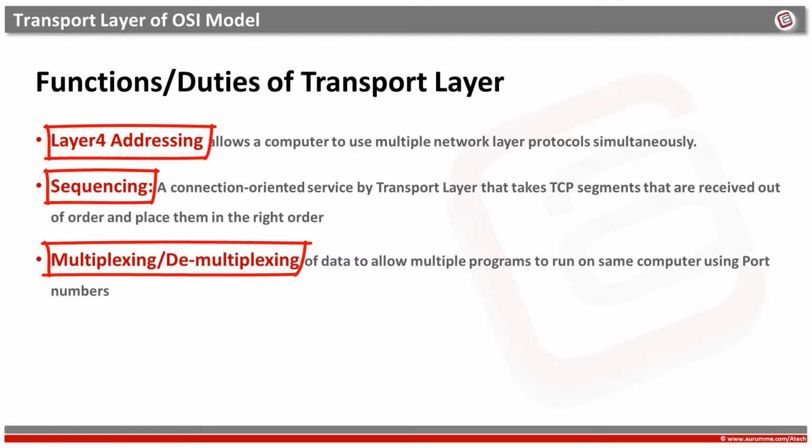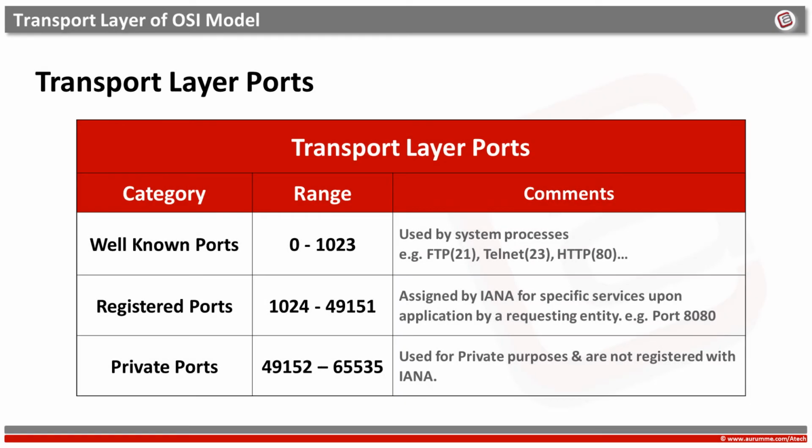The range of the transport layer port numbers is from 0 to 65,535, because a port number is a 16-bit number and the maximum range through which it can span is 65,535. The port numbers are divided into three ranges: well-known ports, registered ports, and private or dynamic ports.